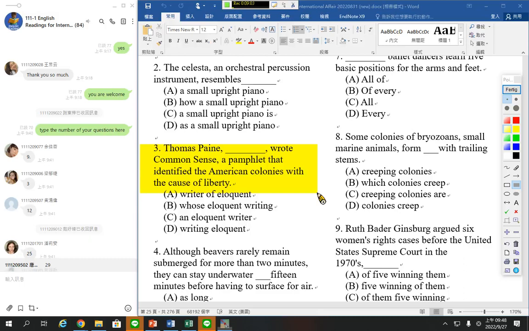Although the sentence is such a long one, actually the core components for this one are only three. That is Thomas Paine, subject, wrote, transitive verb, and Common Sense. All else are used to modify the major components of the sentence. Thomas Paine is modified by an eloquent writer. Common Sense is modified by a pamphlet. Then the pamphlet is modified by that identified the American colonies with the cause of liberty. So remember, how can you identify the main structure of the sentence? Very simple. What are the core components? Here we have three: Thomas Paine wrote Common Sense. If you know this, all else will be very, very simple.